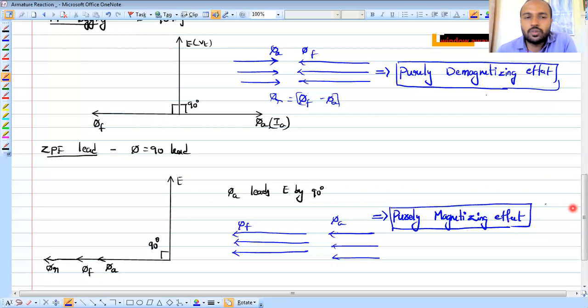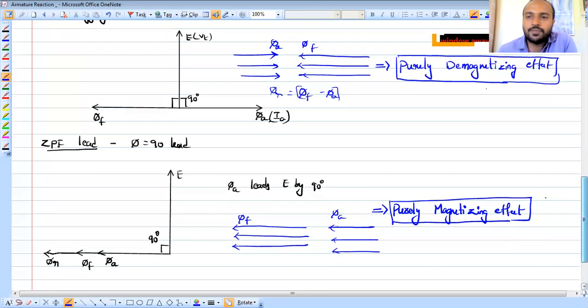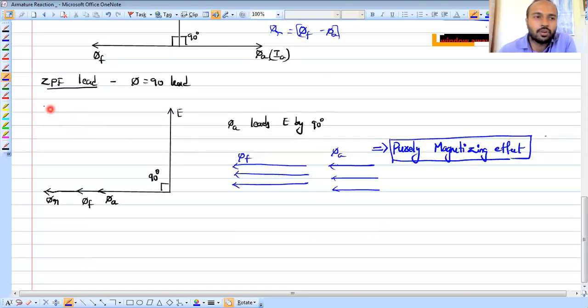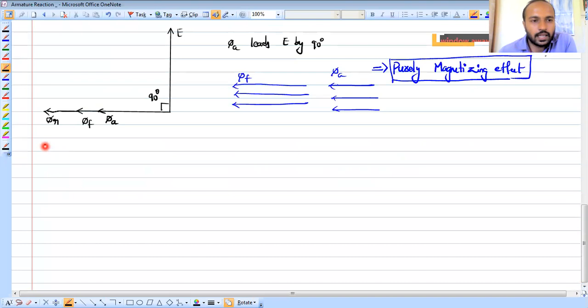Let us see for 0.8 lagging power factor. Up to now we saw ZPF lagging and ZPF leading power factors. Let us see 0.8 lagging. That means it is not a pure inductive. It is an RL type load. If load is RL, then we got 0.8 lagging.